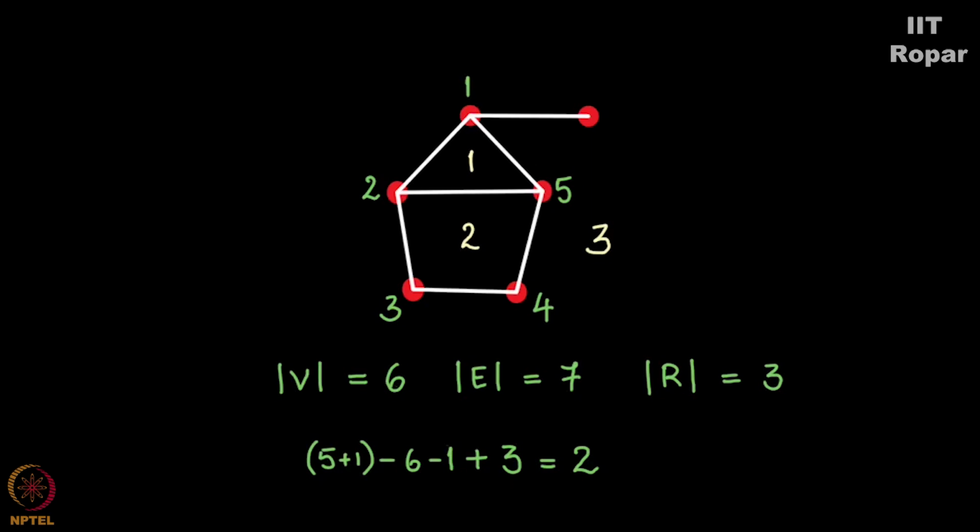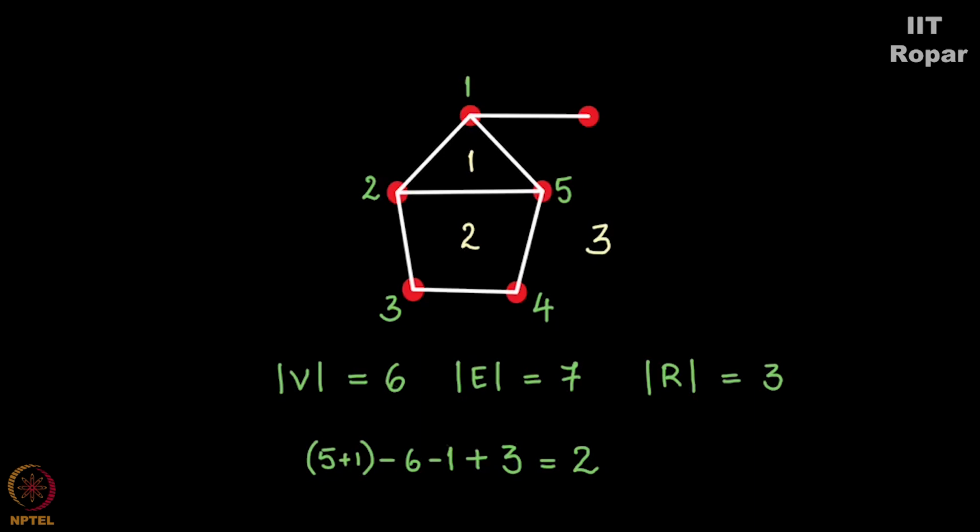So V minus E plus R was equal to 2, but then addition of a V and addition of an E results in a plus 1 and a minus 1, and hence there is no change in the number 2 here. So whenever you introduce an edge and a vertex to an existing graph, there is no change to the formula.